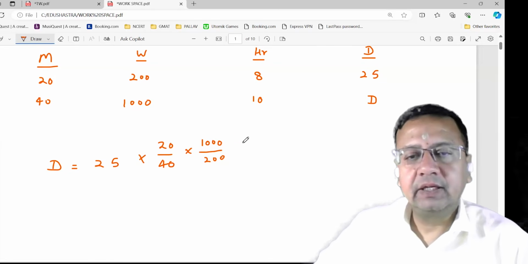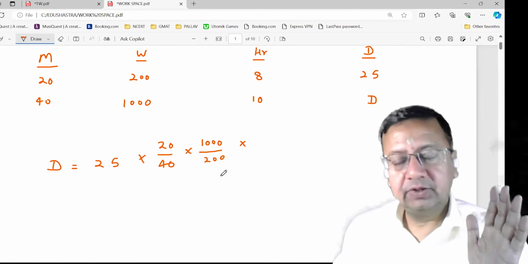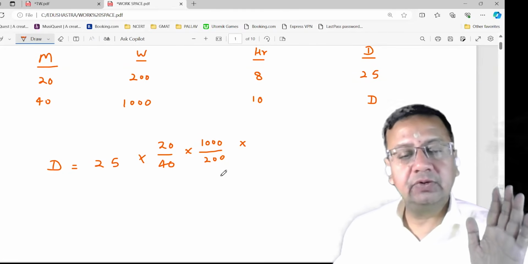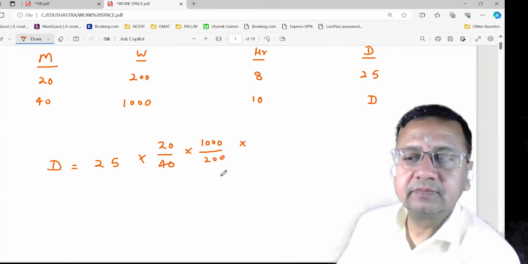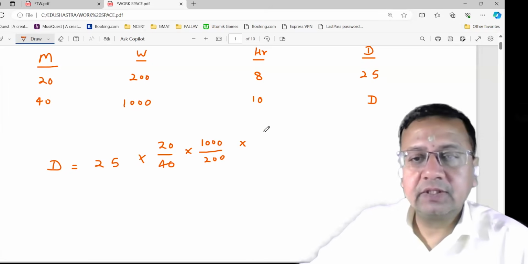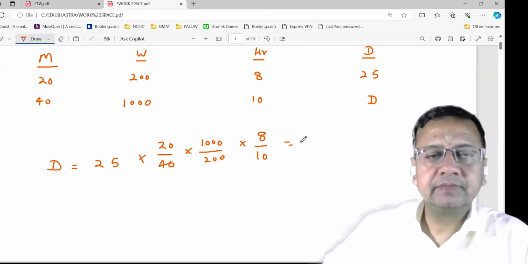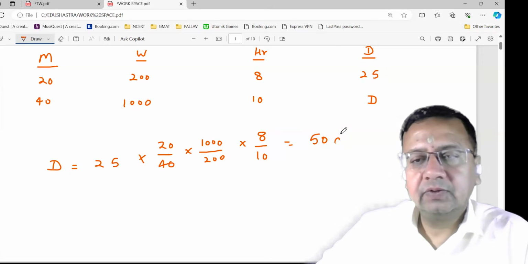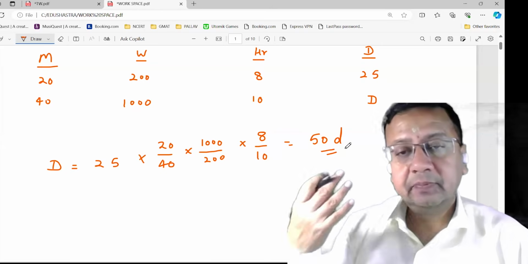Okay. Next, hours and days. If you're working 8 hours per day, you can finish the work in 25 days. If you're working 10 hours per day, will you take a lesser number of days or more days? Less, right? So this is again 8 divided by 10. Now just quickly simplify and tell me what number you're getting from this. 50, right? So the new number of days will be 50.